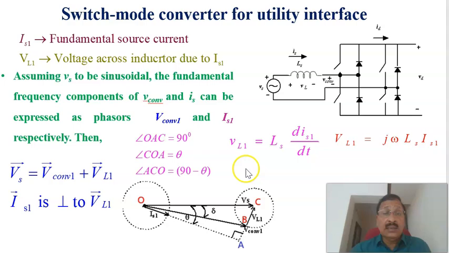Therefore, in this case the voltage across the inductor due to the fundamental current is VL1 equal to j omega Ls Is1, where Ls is dIs1 divided by dt, and the drop across the inductor is equal to j omega Ls into Is1.